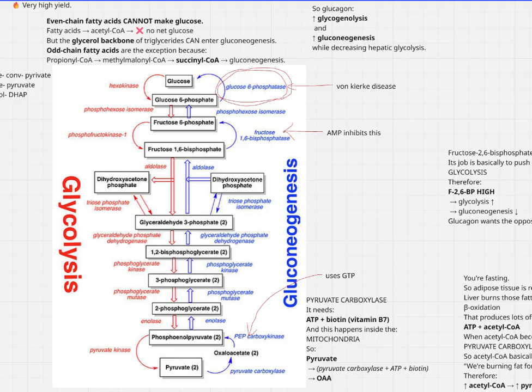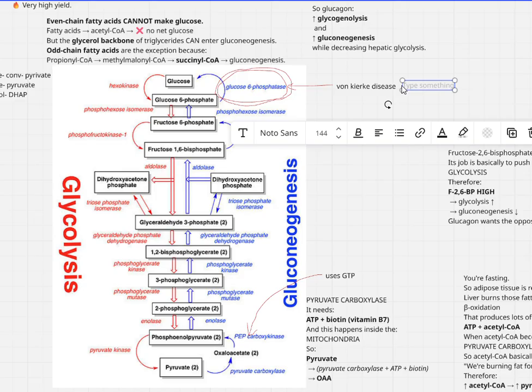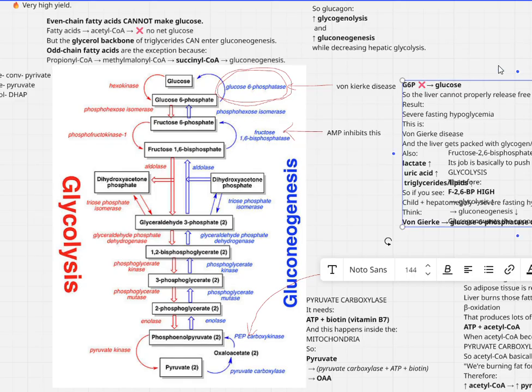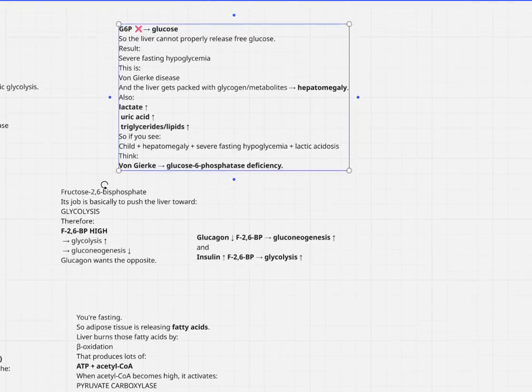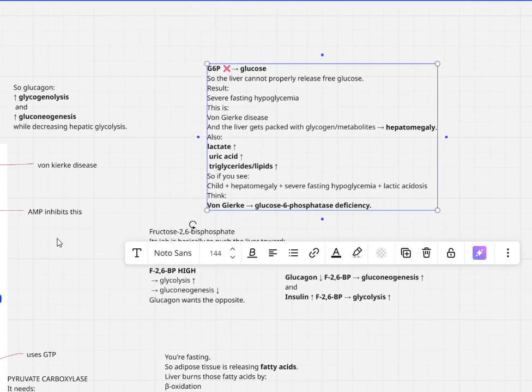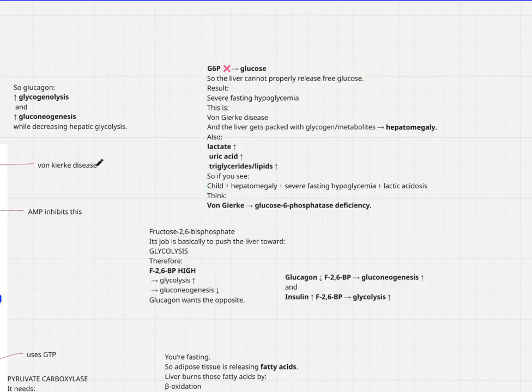So if you see a child with hepatomegaly, severe fasting hypoglycemia, and lactic acidosis, you always think about von Gierke disease. Now, why am I constantly punching these things here? Because these are very, very commonly asked, right?